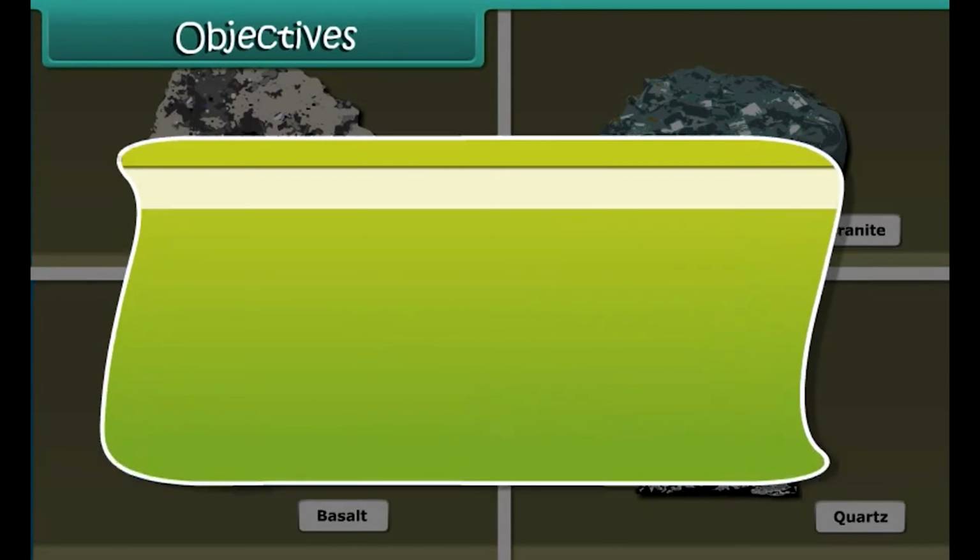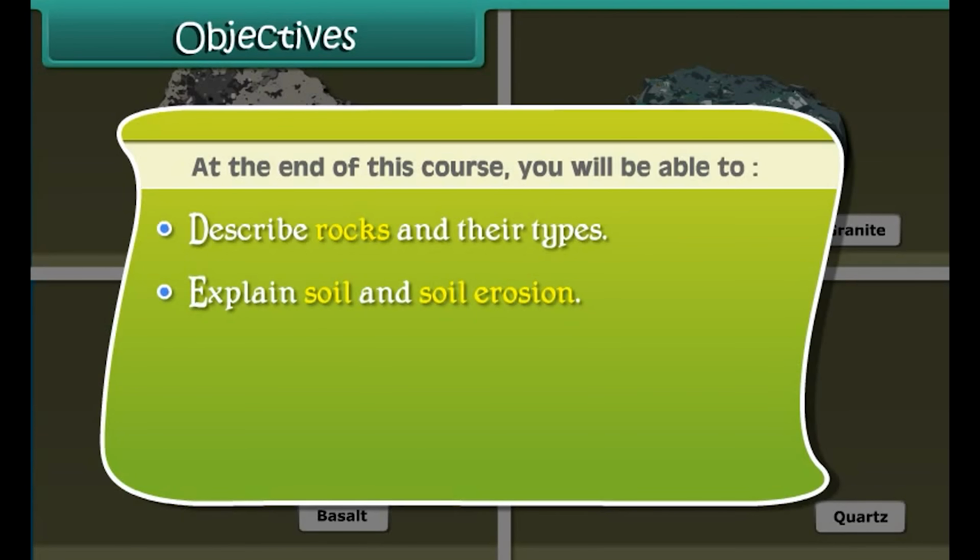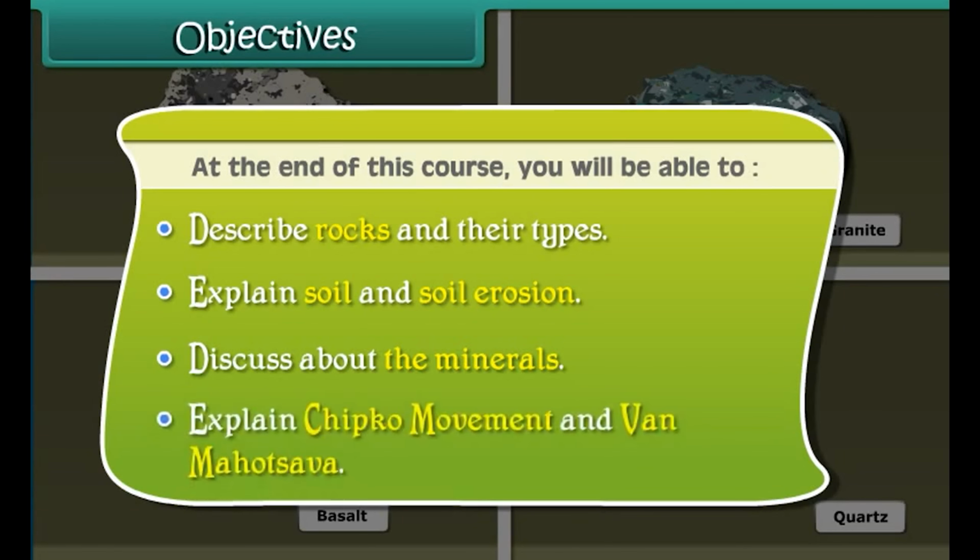Objectives. At the end of this course, you will be able to describe rocks and their types, explain soil and soil erosion, discuss the minerals, and explain the importance of Chipko movement and Van Mahotsav.